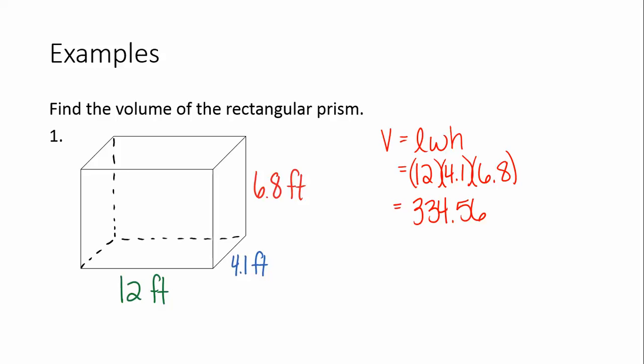And we need units here, and with volume, because it's cubic, we're doing 3 dimensions here, length, width, and height. We do feet cubed. Remember, perimeter is just the unit, area is the unit squared, and volume is the unit cubed. It's not asking you to round here, so we'll just keep our answer at 334.56 feet cubed.